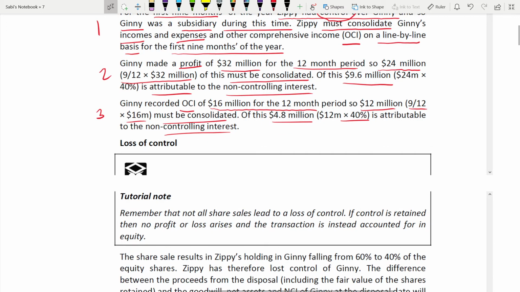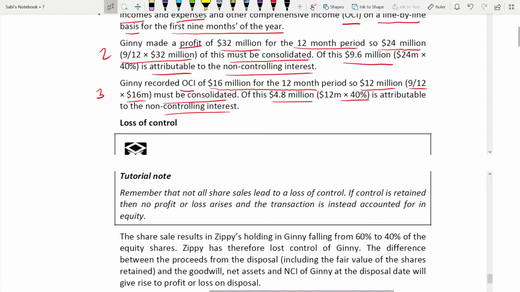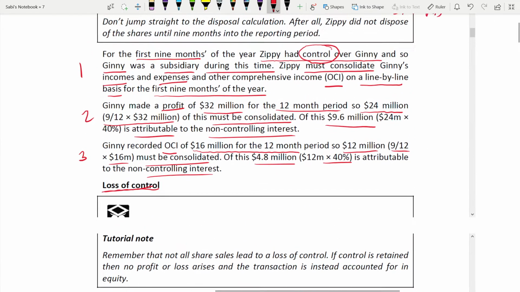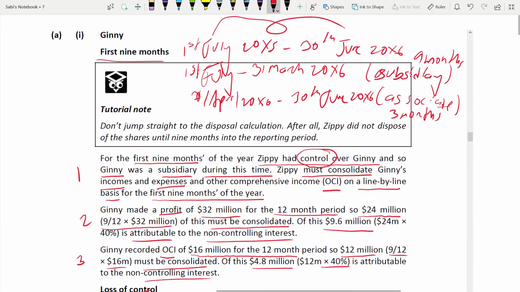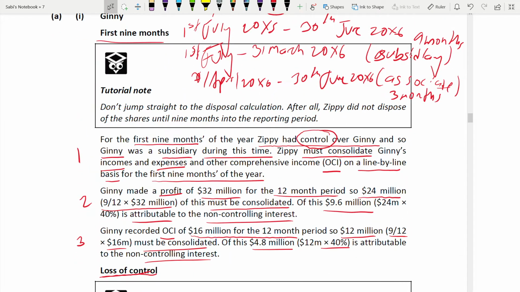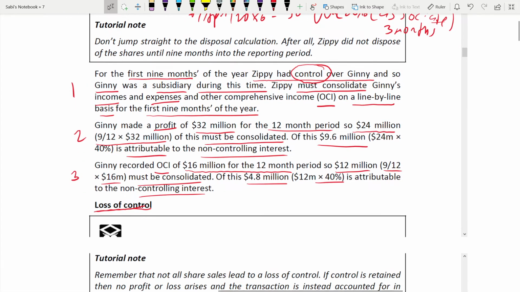The last 3 months. So loss of control. You can write a paragraph like this. You can use a subheading like this, associate or loss of control. This helps the examiner to understand and give you a lot of marks. Presentation matters a lot.